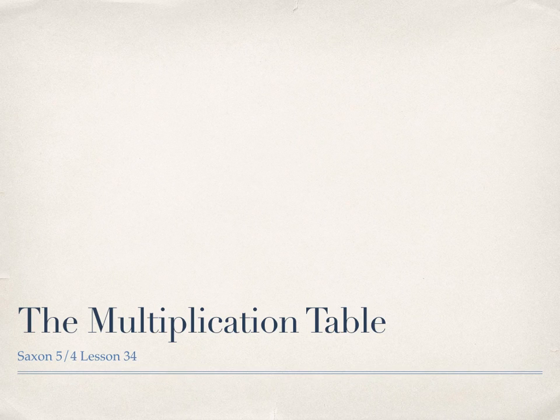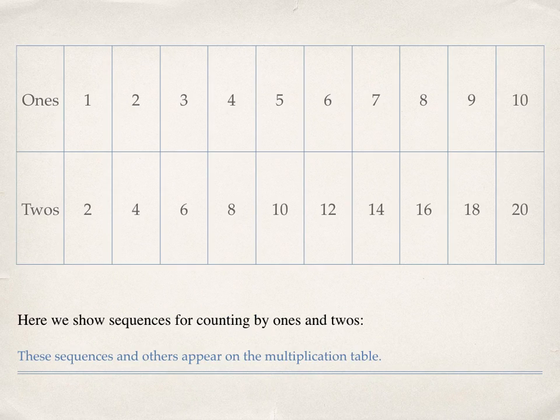Today we're looking at the multiplication table. Let's start by looking at some basic number sequences. In the top row we have the ones, 1, 2, 3, 4, 5, 6, 7, 8, 9, 10. In the second row we have the twos. We're skipping every other number, 2, 4, 6, 8, 10, 12, 14, 16, 18, 20.